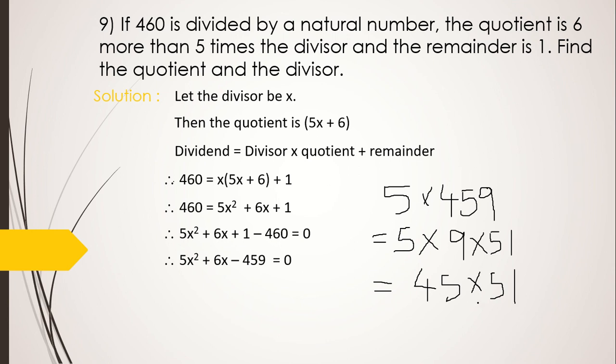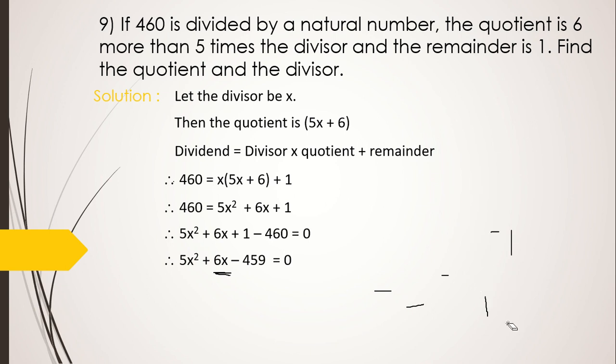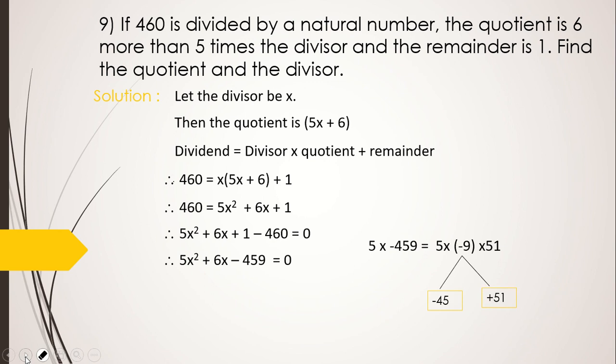Middle term sign is positive, so that way we give the greater number the positive sign and this will be negative. Okay, so we will split this middle term 6x as 51x minus 45x. So let's just do that. So now we group them together, these two and these two.